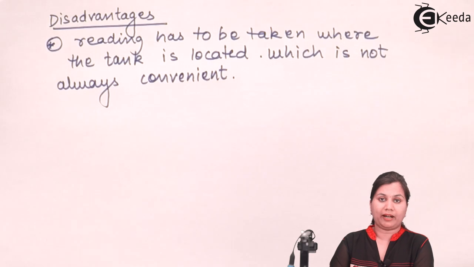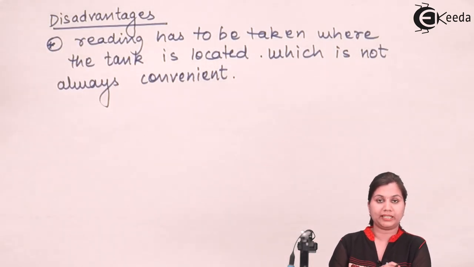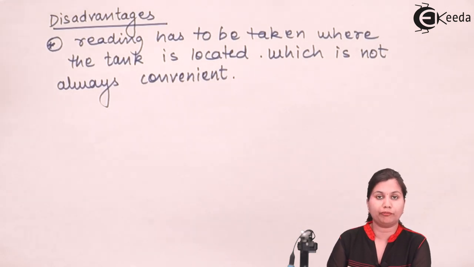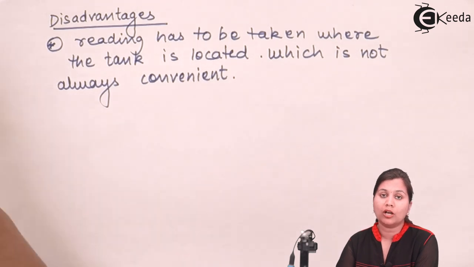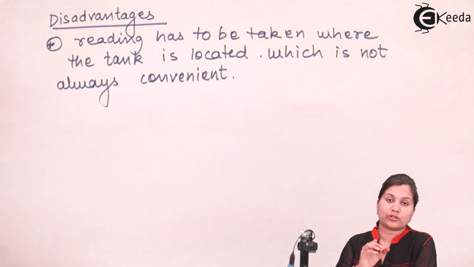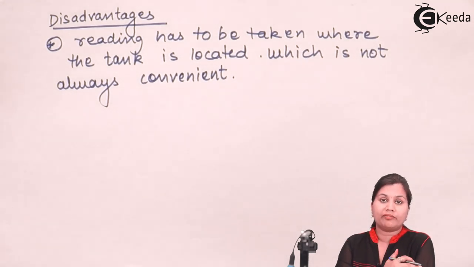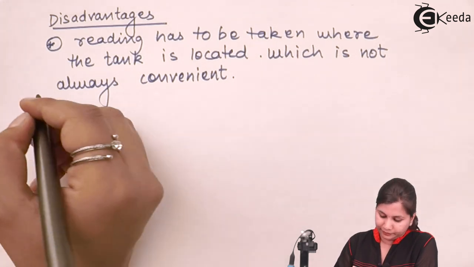So the main disadvantage of this method is that the reading of the liquid level has to be taken where the tank is located, which is not always convenient for the operator and the observer. So this is the main disadvantage, that the observer has to take the readings where the tank or the boiler or the vessel is located.